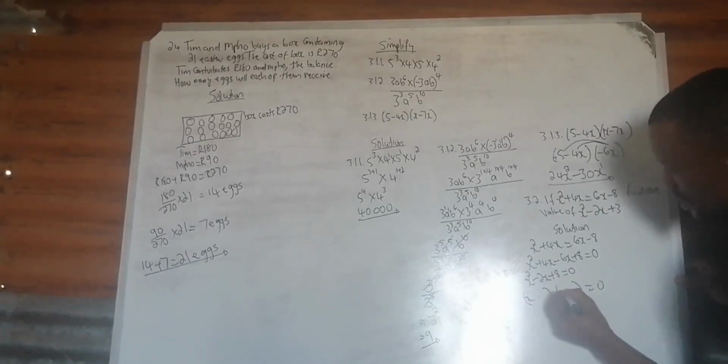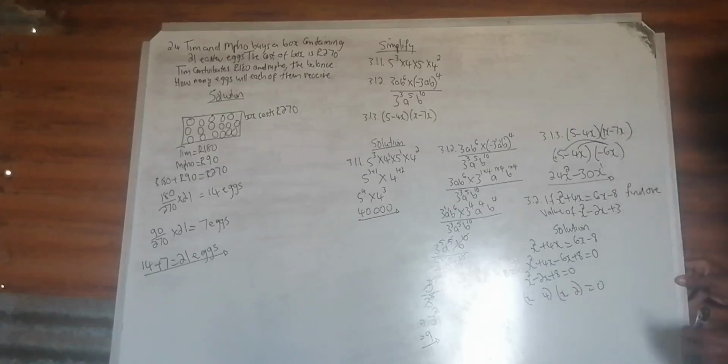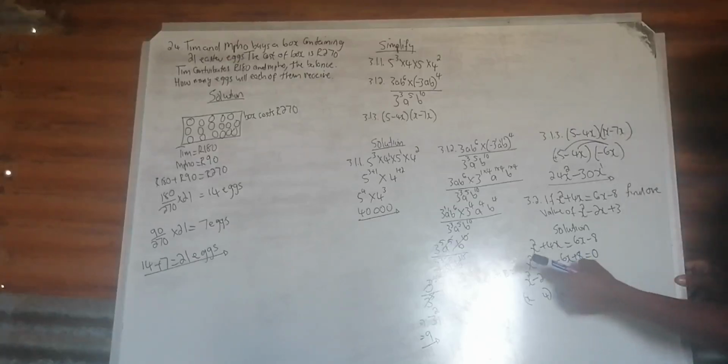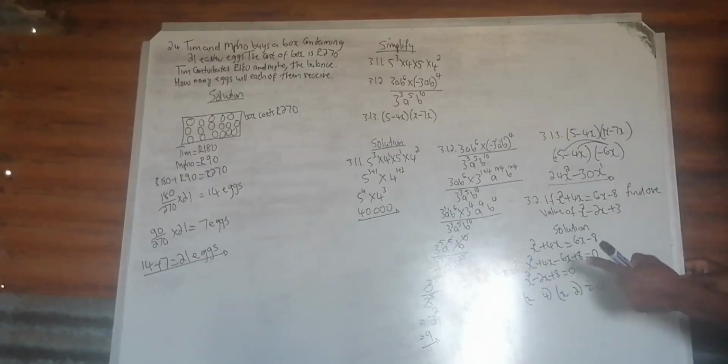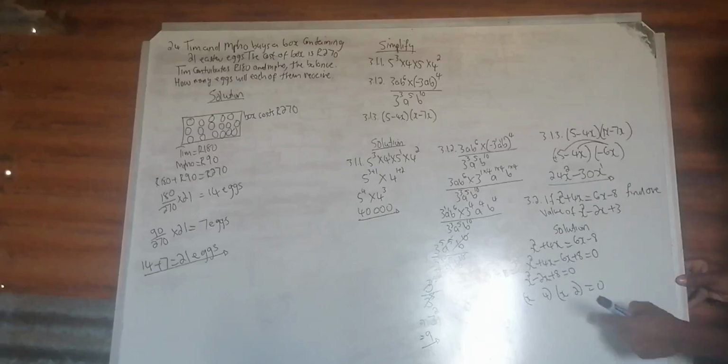We can say x, x, 4 and 2. The factors of 8 are 4 and 2 because 4 times 2 is 8, and 4 minus 2 is 2. The bigger number, which is 4, must take the sign of the middle term, which is negative. When I multiply these two things, I must get a positive.